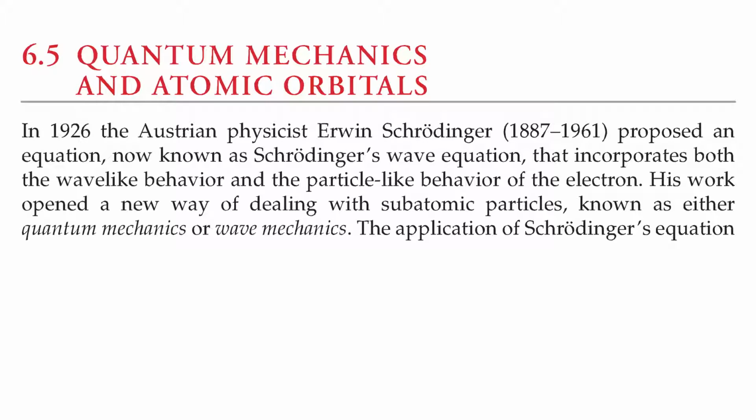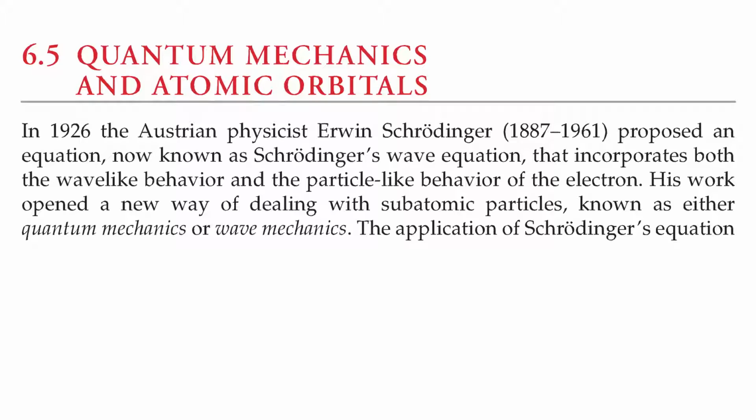Section 6.5, Quantum Mechanics and Atomic Orbitals. In 1926, the Austrian physicist Erwin Schrödinger proposed an equation, now known as Schrödinger's wave equation, that incorporates both the wave-like behavior and the particle-like behavior of the electron. His work opened a new way of dealing with subatomic particles known as either quantum mechanics or wave mechanics.